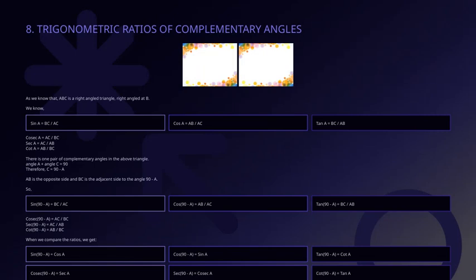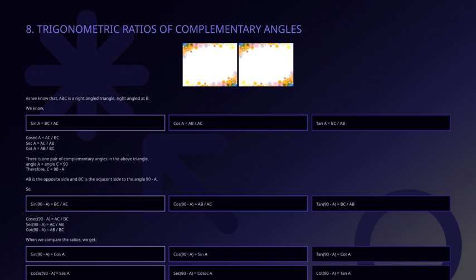Let's look at the trigonometric ratios of complementary angles in a right-angled triangle. As shown, triangle ABC is right-angled at B. We know the basic ratios. Sin A equals BC divided by AC, and cosec A equals AC divided by BC. Similarly, sec A is AC over AB, and cot A is AB over BC.